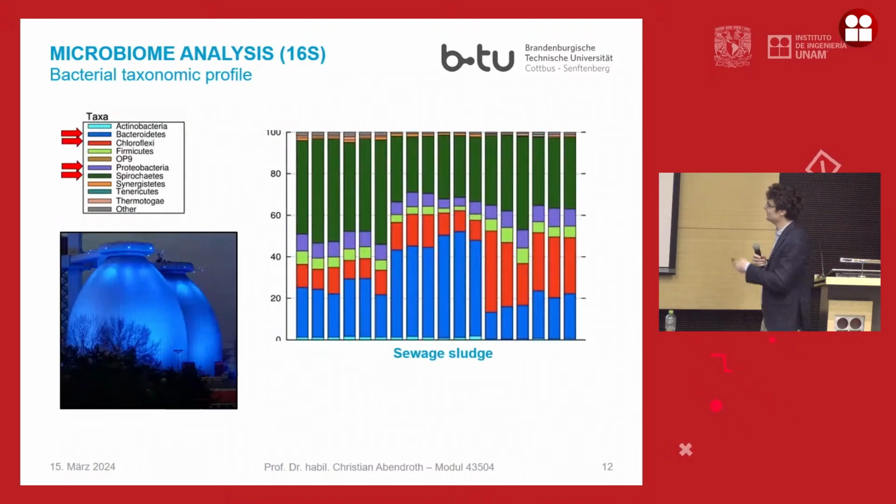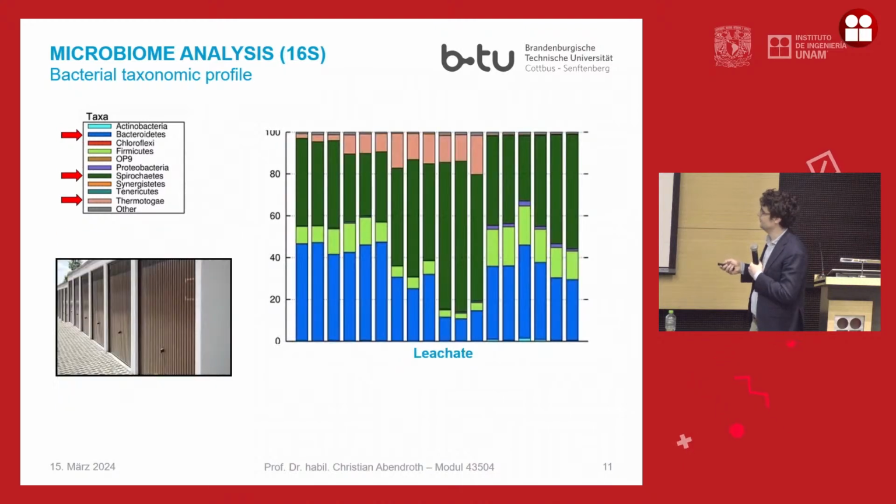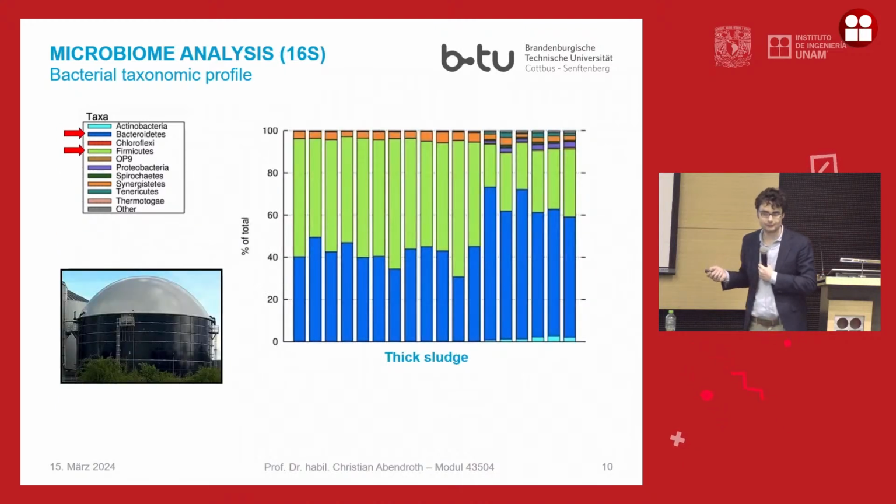Okay, so now let's go to the next one. This is the sewage sludge. Again, it looks really different. So we have also a lot of Spirochetes. Makes sense again, because the sewage sludge is relatively thin compared to the thick sludge. We also have the Bacteroidetes here. So apparently they are in all of the plants. They seem to be important for all kinds of digesters.